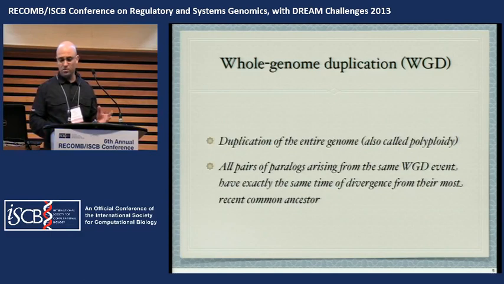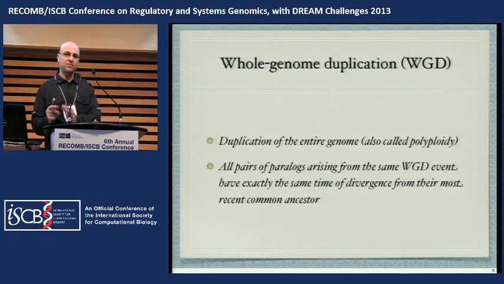So what is whole genome duplication? As the name says, the entire genome gets duplicated. So it's not just one segment of DNA, the entire genome gets duplicated. This is also called polyploidy. Now, why is it good to focus on whole genome duplication? Because for the analysis we want to do, the nice thing about whole genome duplication is that all the pairs of paralogs that originated at this whole genome duplication, they all have exactly the same time to their most recent common ancestor.